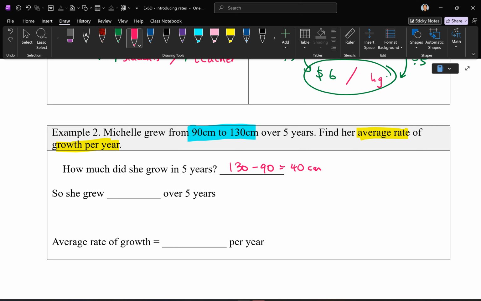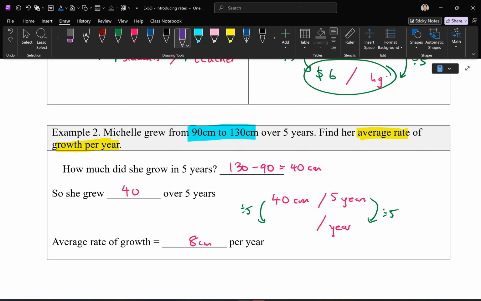Now, this makes it much easier to understand. That means in 5 years, she grew 40 centimeters. Very good. So here, this is your rate: 40 centimeters per 5 years. But we don't want per 5 years. It's much easier to understand when it's per year. So per year, like Matteo just said, divide by 5 on the right to make 5 become 1. Therefore, on the left, dividing this by 5, 40 divided by 5 gives you 8. So now we can say, on average, it's 8 centimeters per year.